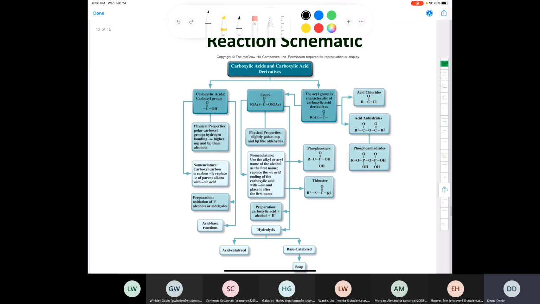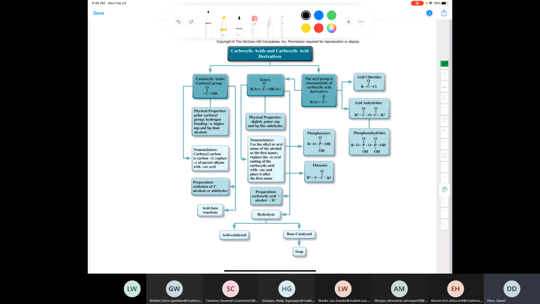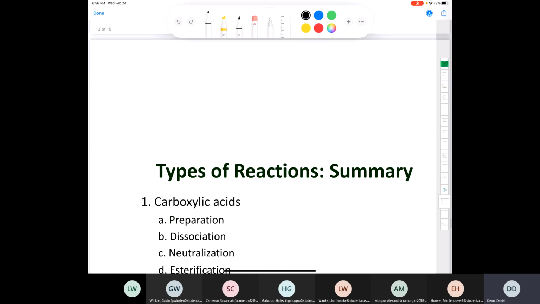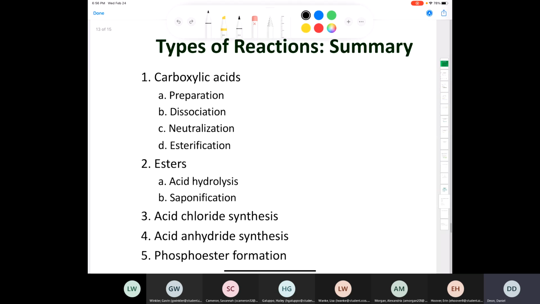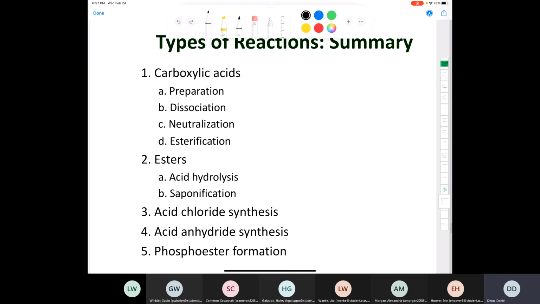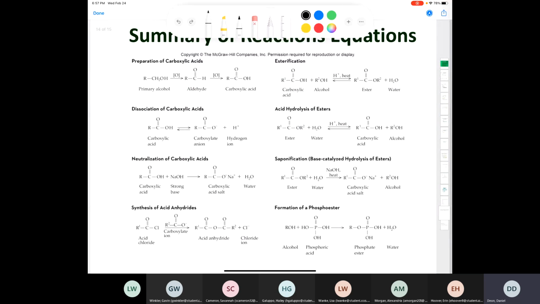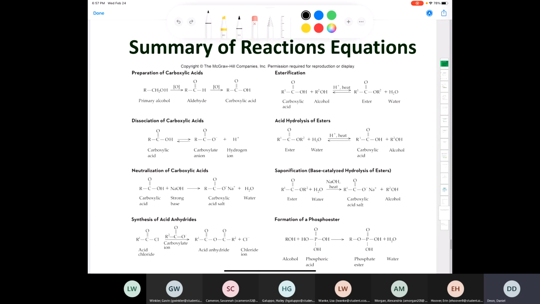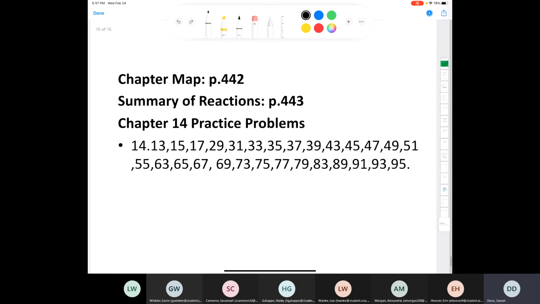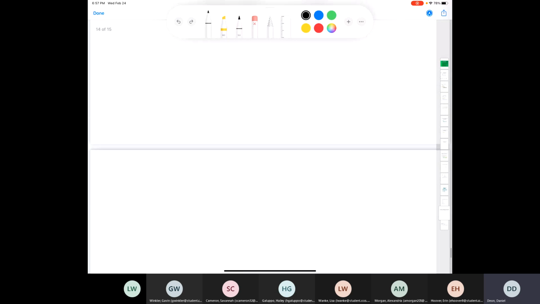So these are all the reactions. There's a lot of reactions in this chapter. I would be crazy to say there aren't that many. There's a lot that you have to know in this chapter, so make sure you're aware of those. You have to know all these different reactions with carboxylic acids, esters, acid chlorides, acid anhydrides, and you should be able to recognize a phosphoester. Here are all of the examples of the reactions. You can find this in the summary of reactions at the end of the chapter in our textbook. It's a great resource, with all kinds of good practice problems for you to try.